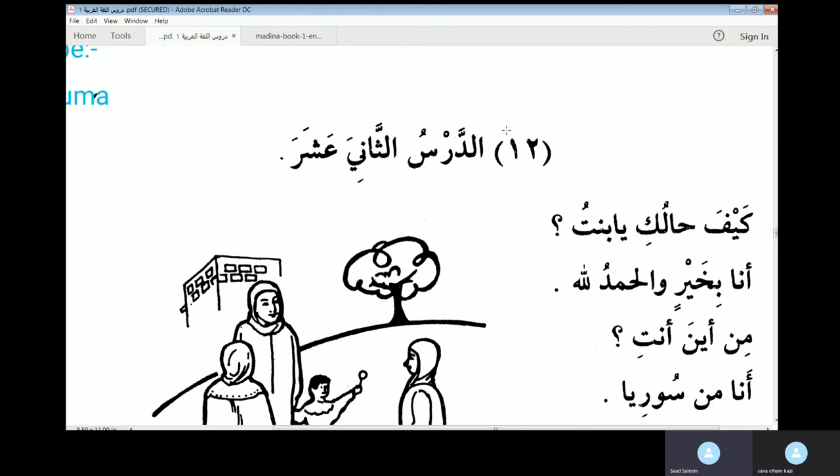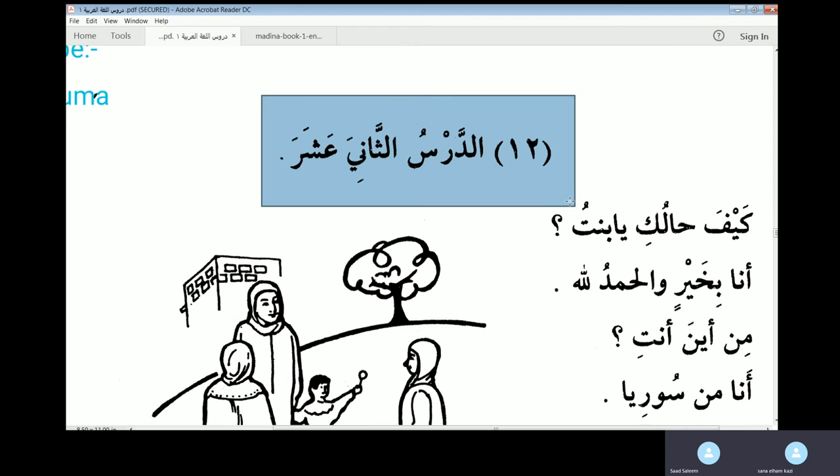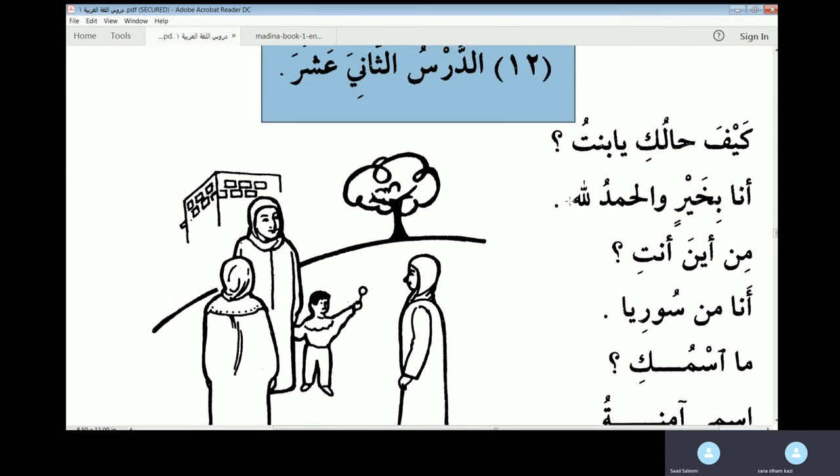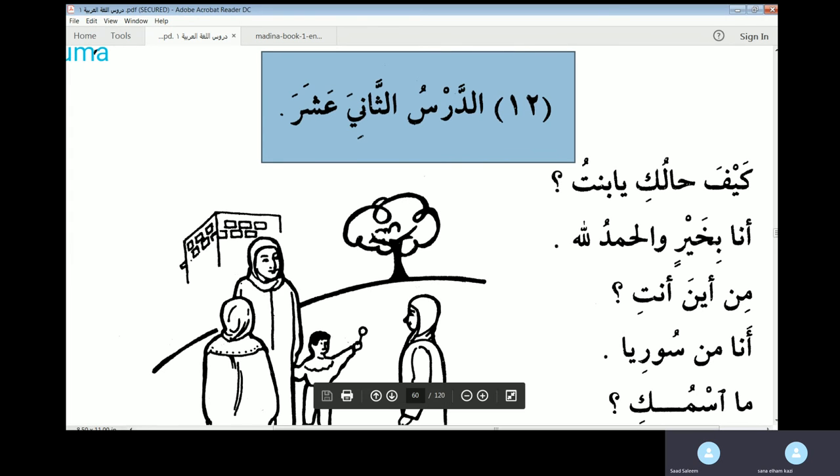Then we have the twelfth lesson. Should we start it now or should we start it tomorrow? I think we can do tomorrow, brother. Okay. Aaj aap logon ki awaaz bhi kuch nahi aa rahi.